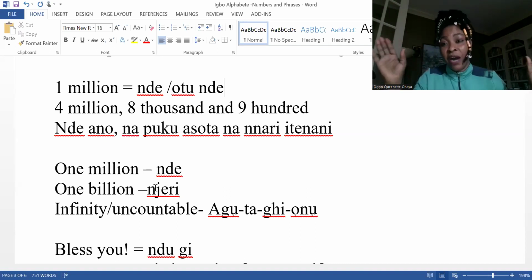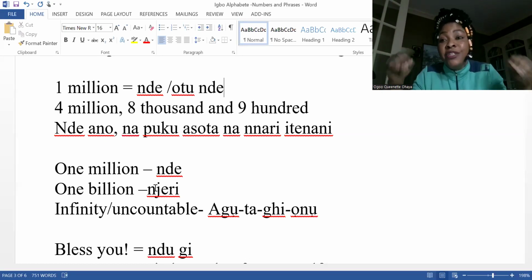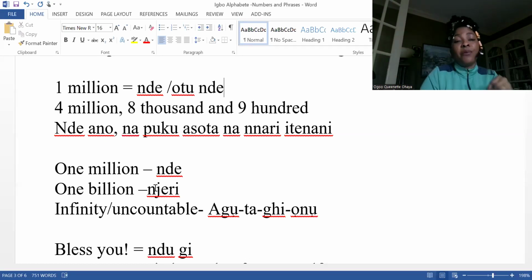Every country has their own. Spanish, they have their own. So every country has their own, and that's the same way. You need to learn your language, how to count in your language.